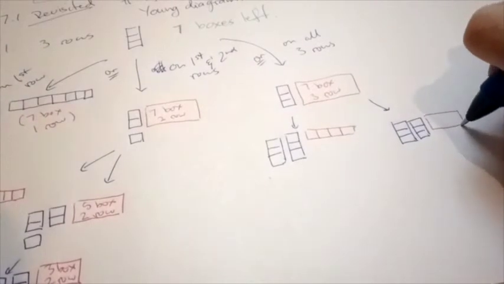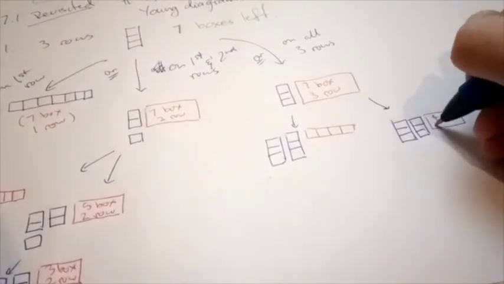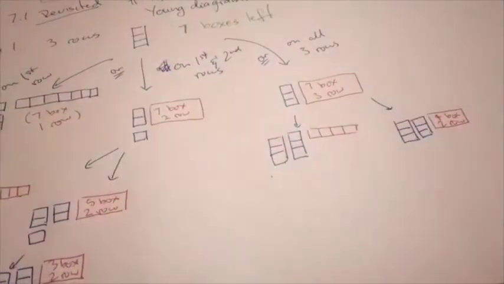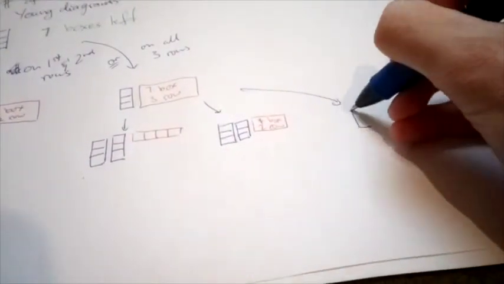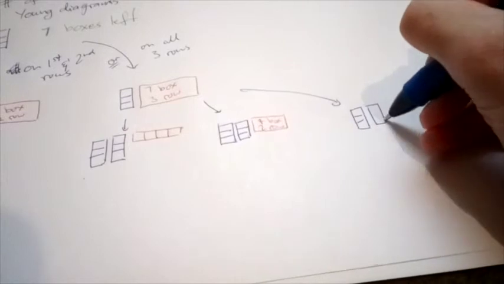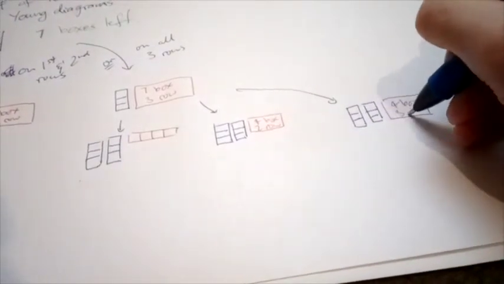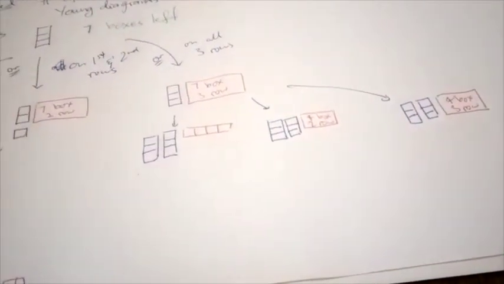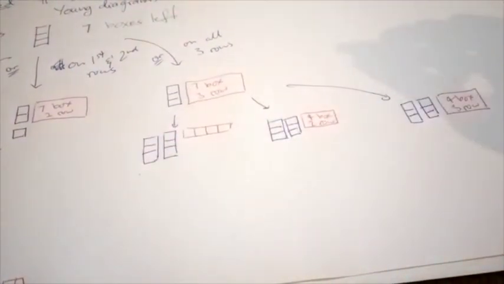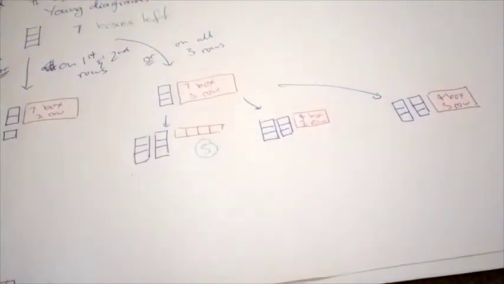So I go four box, two row. Or I could build four boxes on three rows. Okay, so this is number five. So I've finished here. And so four box, two row.